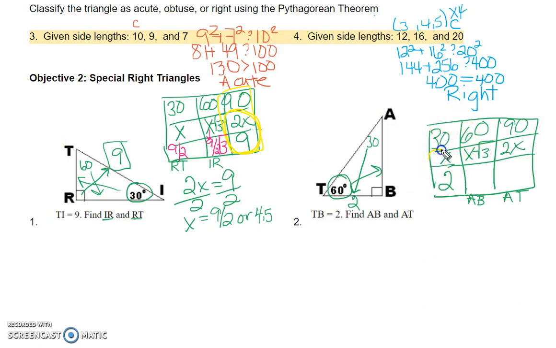That means I'm going to make an equation with these two, and my x is going to equal 2. I don't have to solve for anything because x is equal to 2. Now I'm just going to substitute in. In goes 2 for x times the square root of 3, and 2 times 2 is going to be 4. So AB equals 2 square root of 3, and AT equals 4. Okay, continuing on with special right triangles.